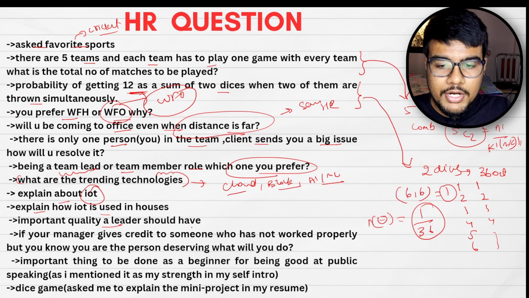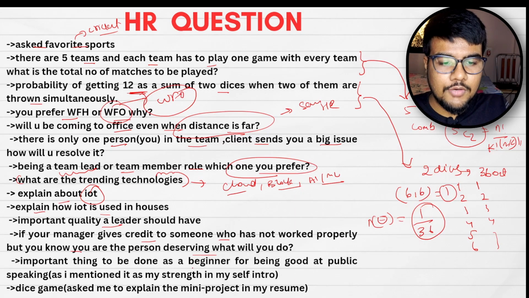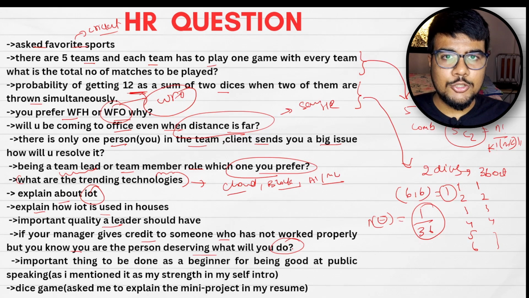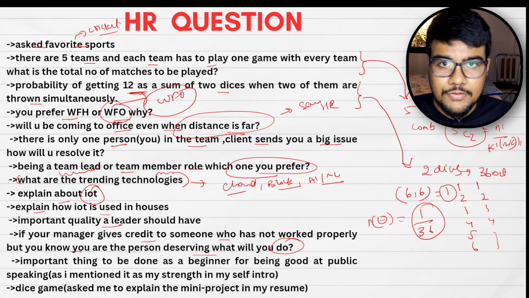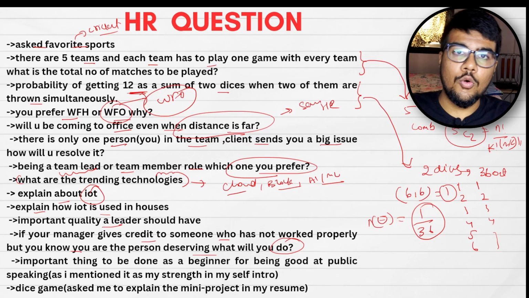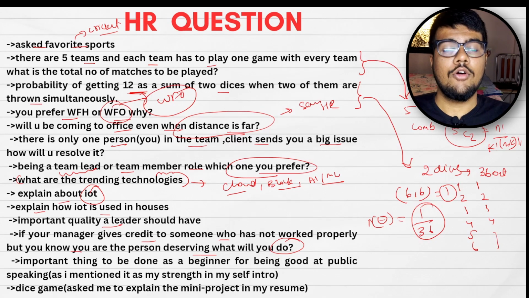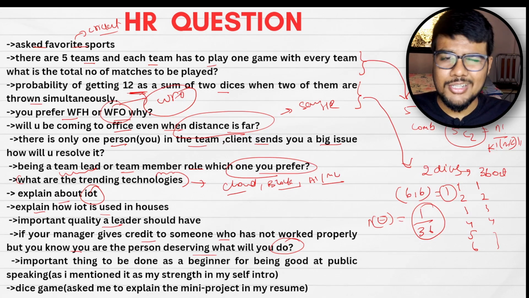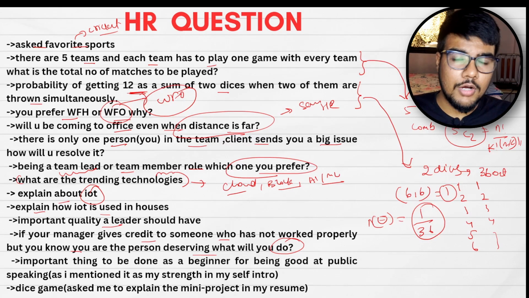Now, an important quality a leader should have. If your manager gives credit to someone else, but you are the person who deserved it, what will you do? Try to manage this issue very kindly. Show your positiveness, not negativity like going and fighting with them, but have a good argument. You can ask the manager what feedback would be given to me, so that I can improve myself and show a better version. Something like that. You need to create your own better response.